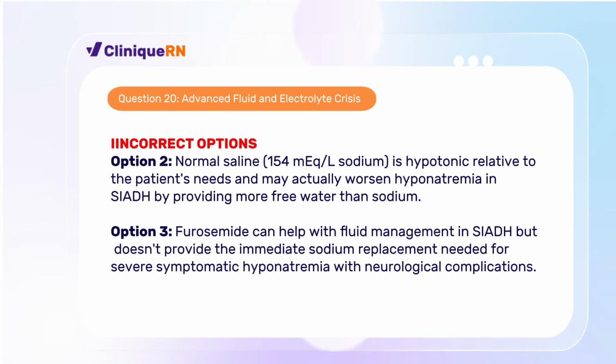Why are other options incorrect? Option 2. Normal saline, 154 milliequivalents per liter sodium, is hypotonic relative to the patient's needs and may actually worsen hyponatremia in SIADH by providing more free water than sodium. Option 3. Furosemide can help with fluid management in SIADH, but doesn't provide the immediate sodium replacement needed for severe symptomatic hyponatremia with neurological complications.